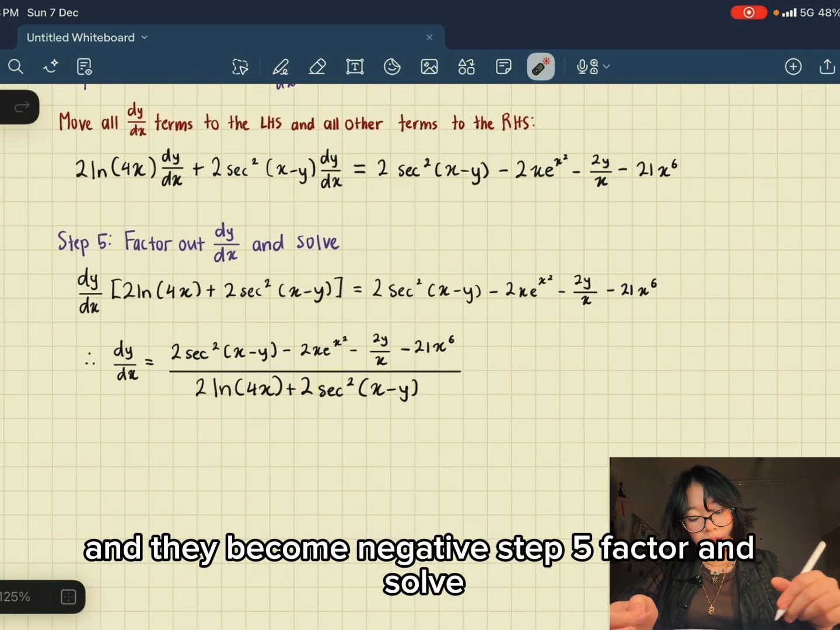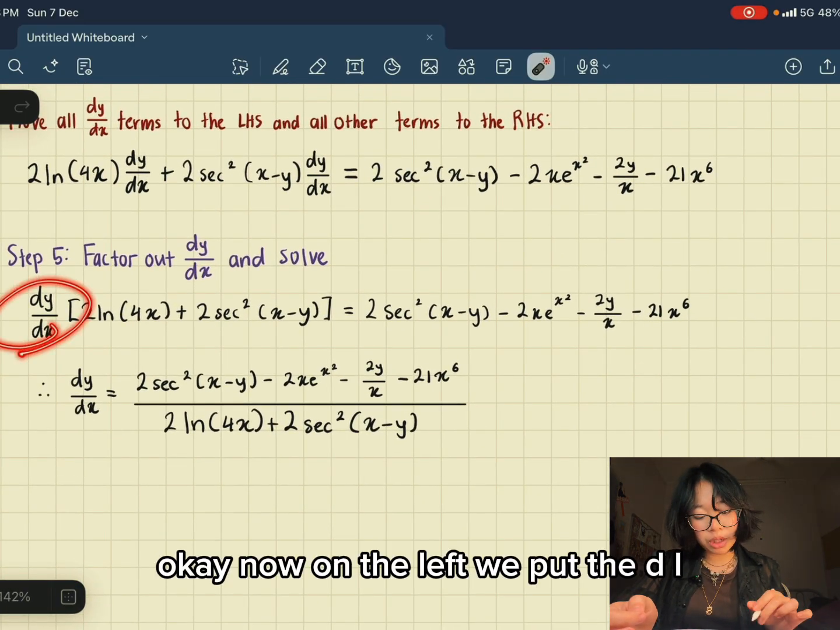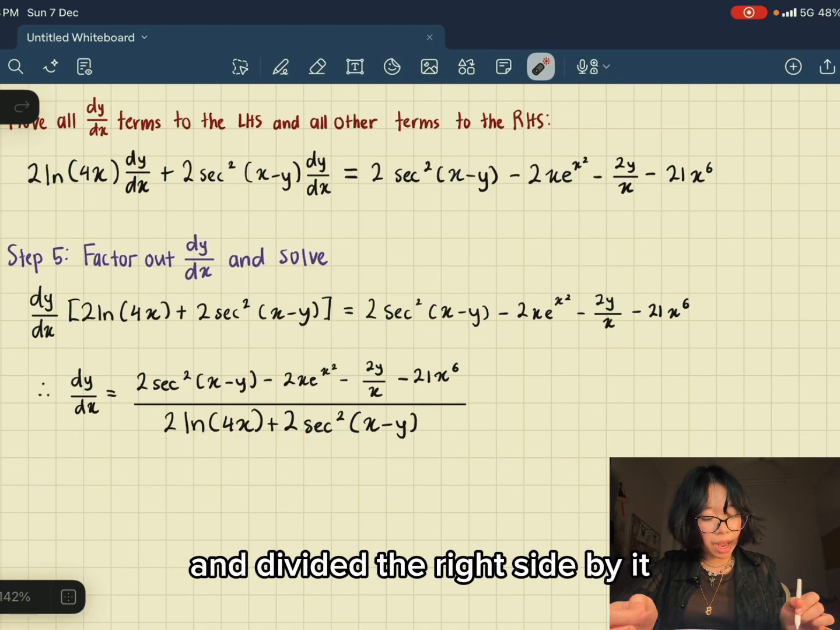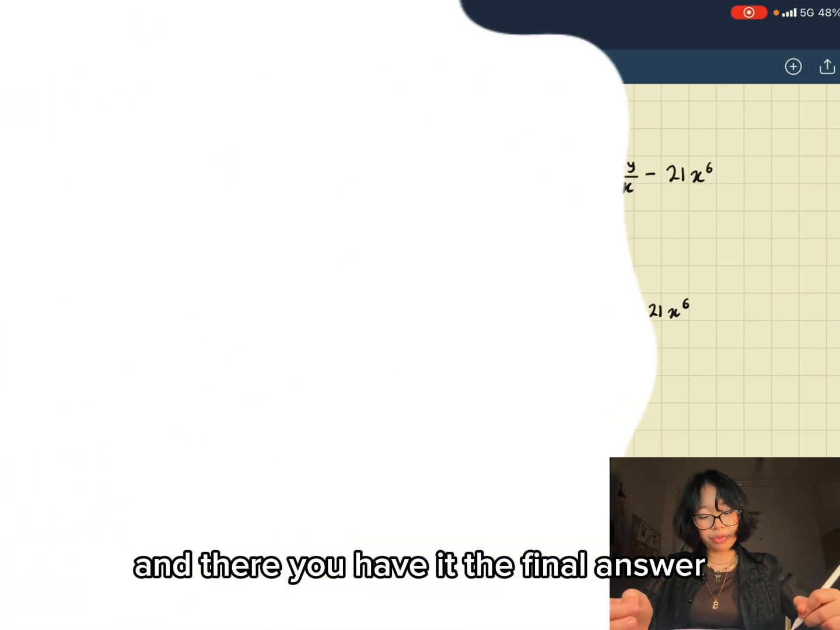Step 5, factor and solve. Okay, now on the left we pull the dy/dx out to the front and factor it out. To get the final answer at the bottom, we just took everything in the square bracket and divided the right side by it. And there you have it, the final answer.